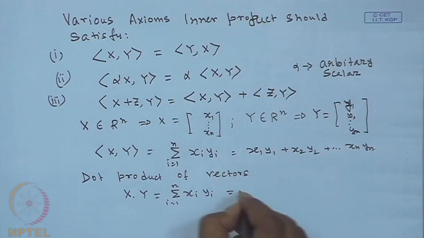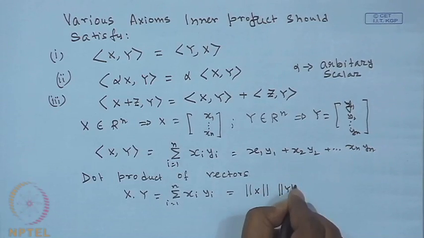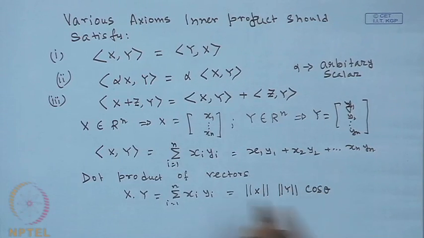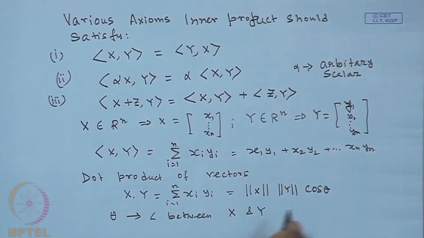So, therefore, this will be nothing but norm of x multiplied by norm of y multiplied by cosine theta, where theta is the angle between the vectors x and y. So, if we know the vectors x and y, then their dot product or the inner product will give you the angle between them, where cosine theta is nothing but the inner product between the two vectors divided by norm of x multiplied by norm of y.